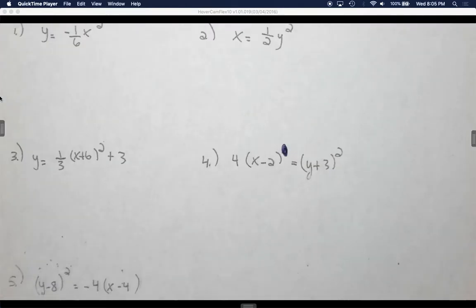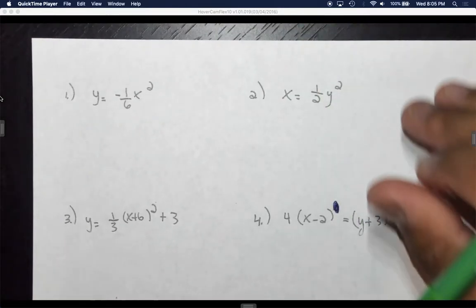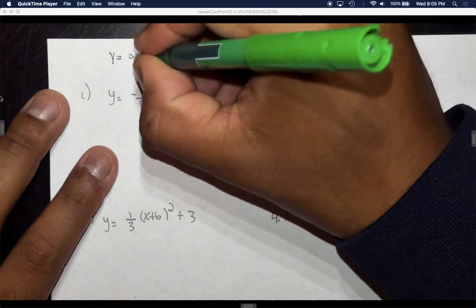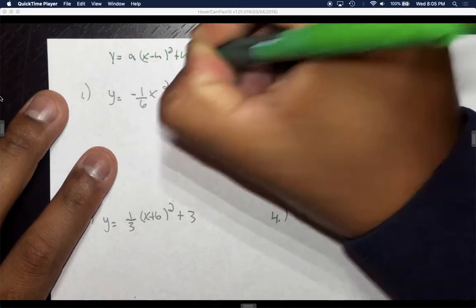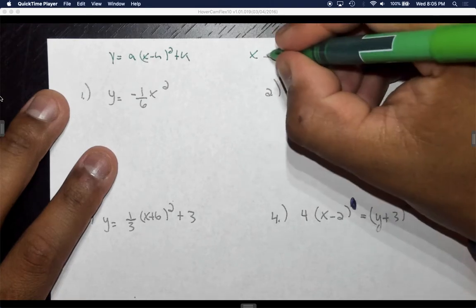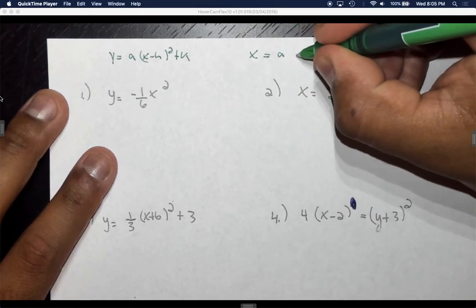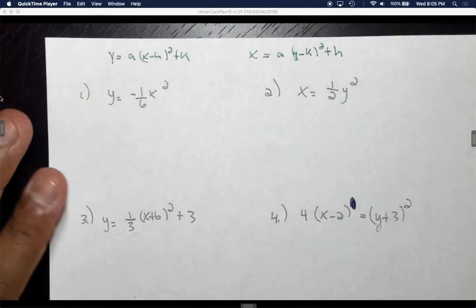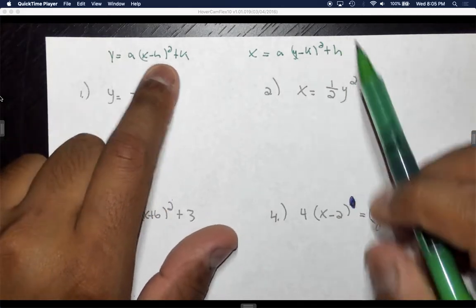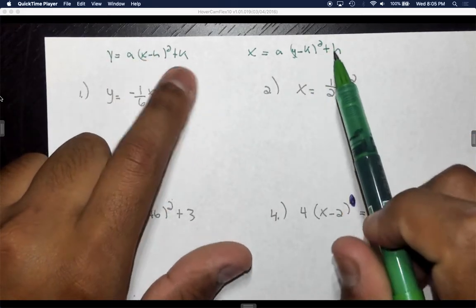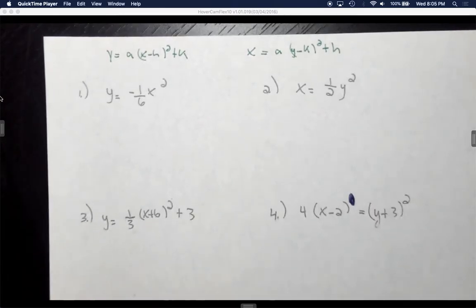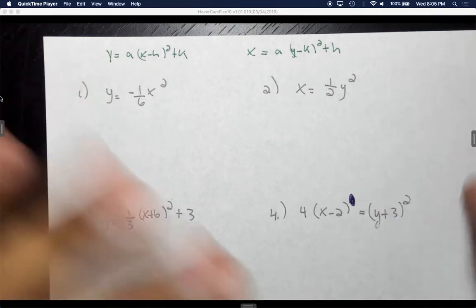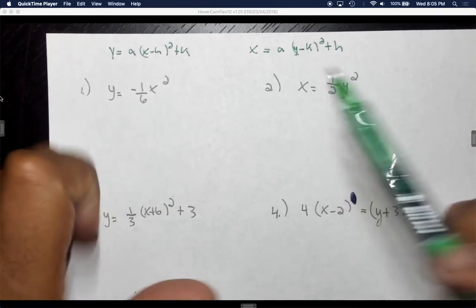So, I have these 4 problems. Now, remember what you're looking for, the general form. You're either looking for y equals a(x minus h) squared plus k, or you're looking for x equals a(y minus k) squared plus h. Now, I think I got a little ahead of myself. I should explain a little bit further. Do not worry about the h and the k. That is the vertex. That's what the next video is covering. All I want you to worry about is, is it going up, down, left, or right? What you need to know is which one is getting squared?